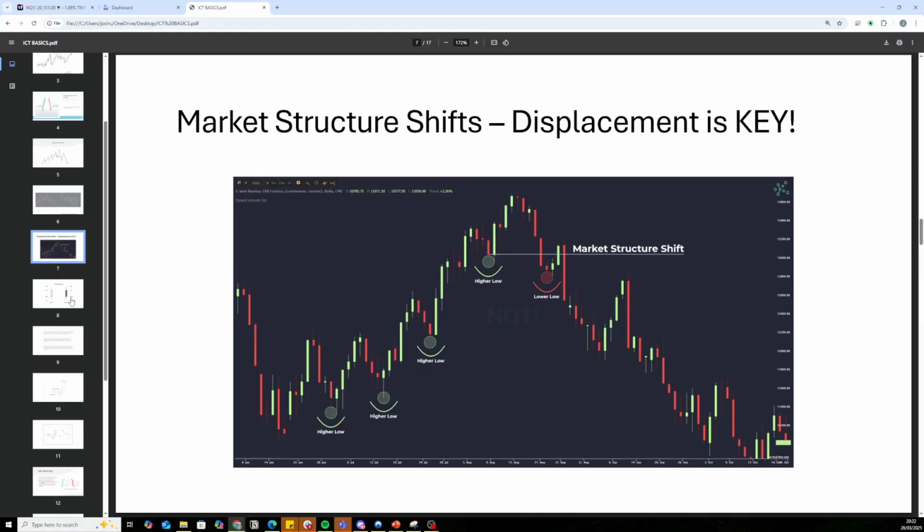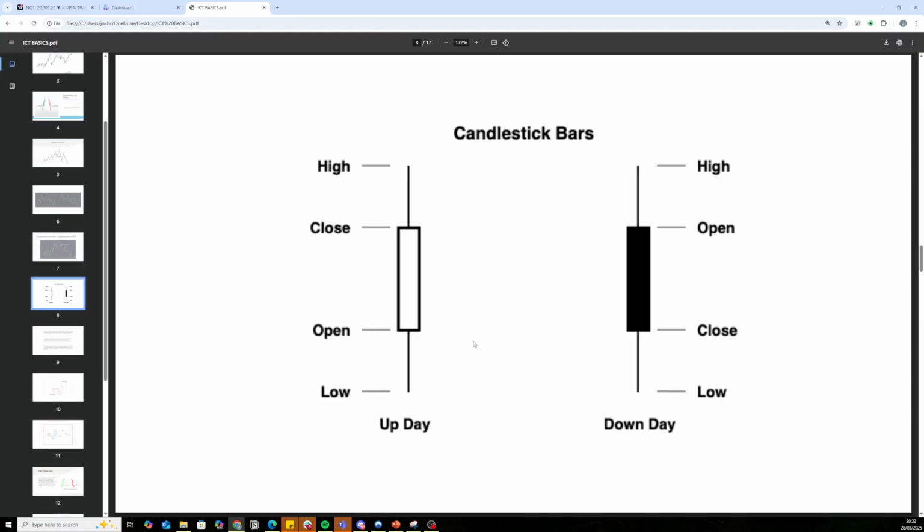It's also important to understand just candlesticks in general. So open, high, low, close. So the open of the candle, the close of the candle, and the high of the candle, and the low of the candle. Now, every single candle must have a wick, okay?